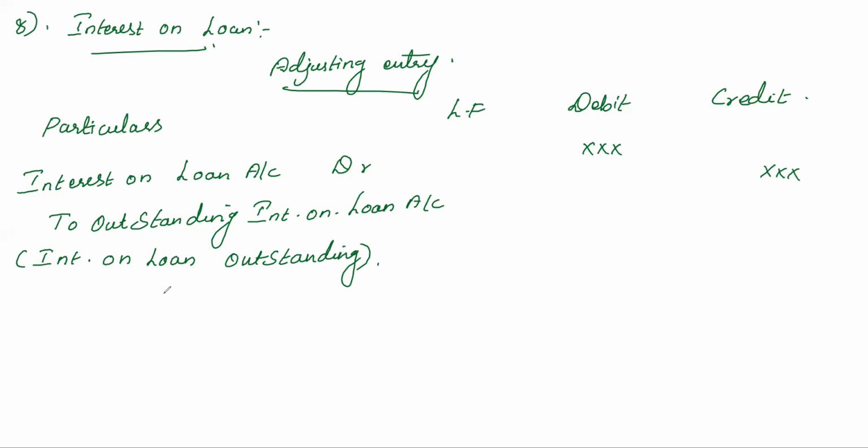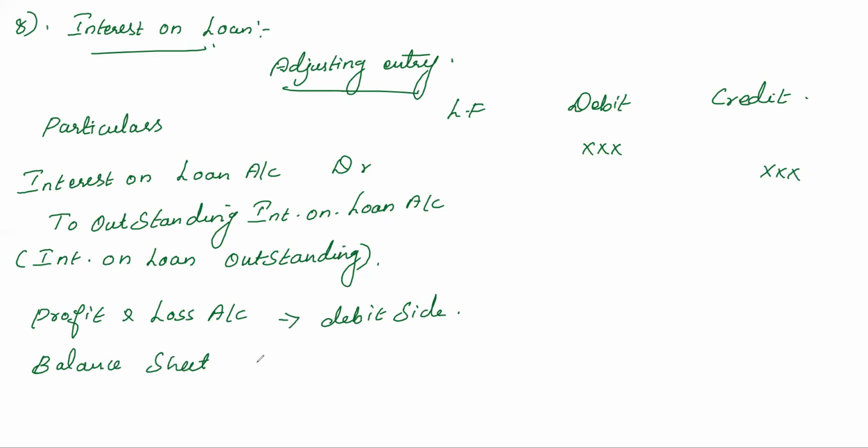So idu vandu paarenga, interest on loan vandu namakku profit and loss account la debit side la outstanding edavadhu kuduthiranga appadina adha debit side la add. Okay, profit and loss account la namakku debit side. Okay, balance sheet na balance sheet la namakku liabilities side. Okay, that's all.